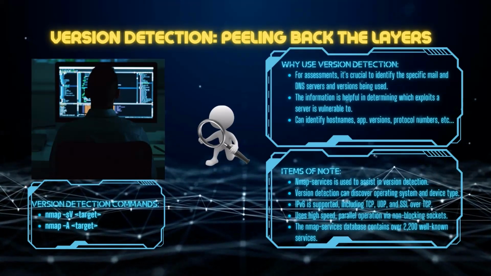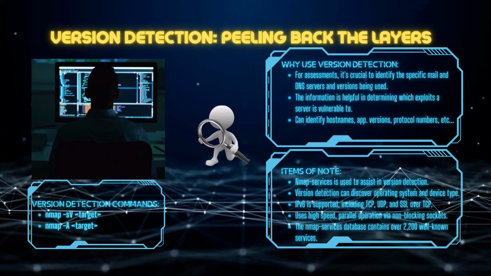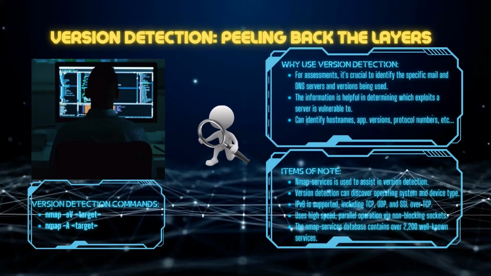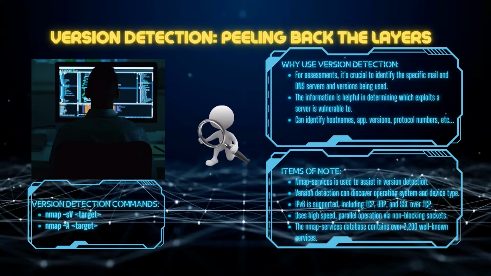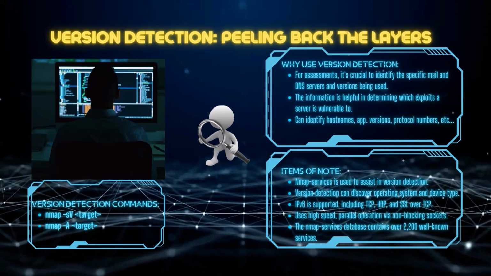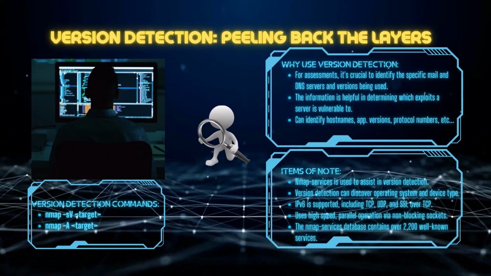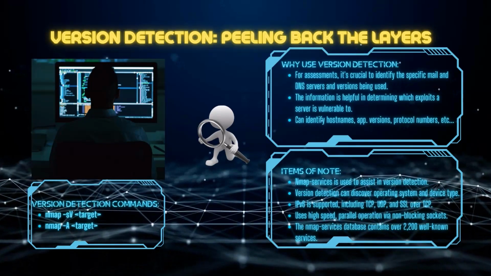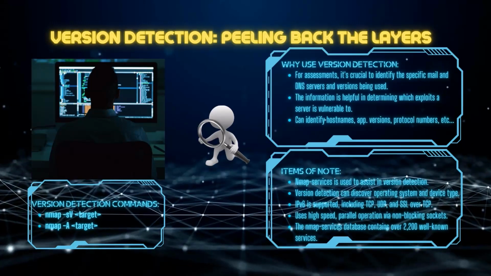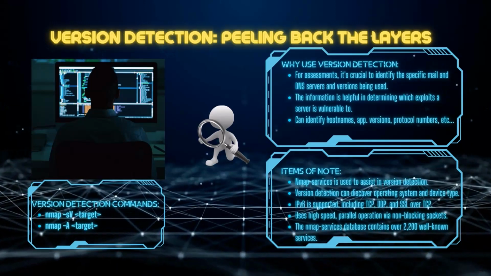Nmap's primary function is port scanning, where it can identify open ports on a remote machine and determine services that might be running on them using its Nmap services database of over 2,200 well-known services. Relying solely on this information can be an issue, as people may run services on unconventional ports or choose ports based on firewall restrictions. When performing vulnerability assessments or network inventories, it is crucial to identify the services, such as mail or DNS servers, and versions being used.